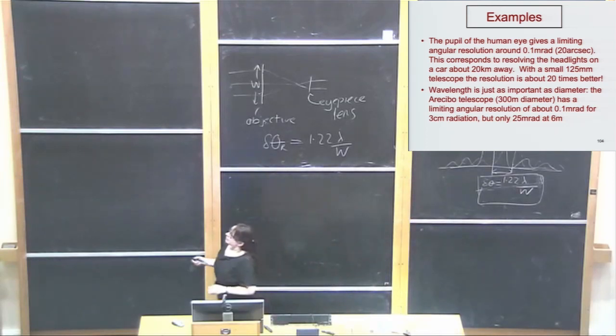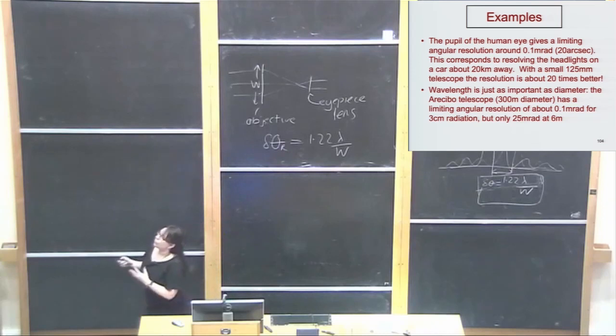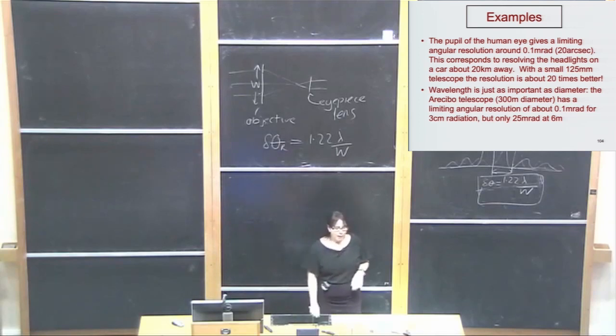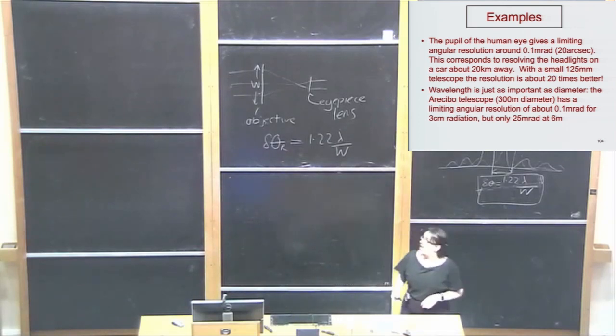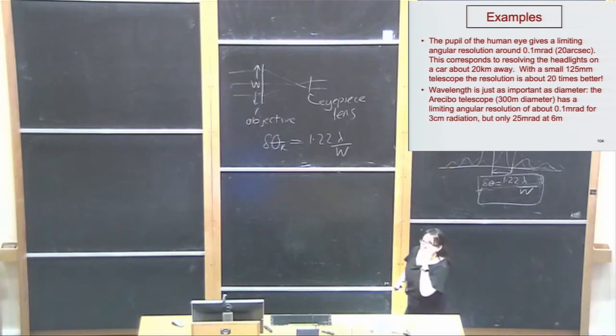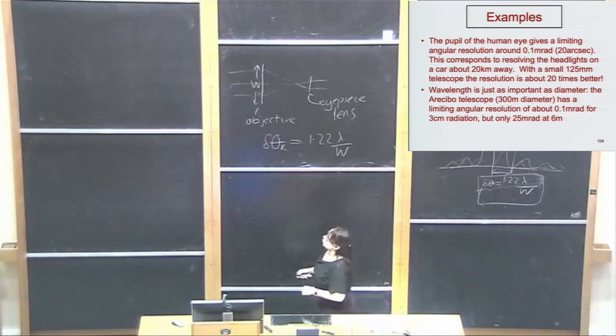If you want to do better than that, or resolve finer features, you'd need to use a small telescope. So let's say you've got a roughly 12 centimetre amateur telescope or something. That then gives you an angular resolution about 20 times better, purely because the size of the aperture, the size of the lens, is 20 times bigger than the size of your pupil aperture.